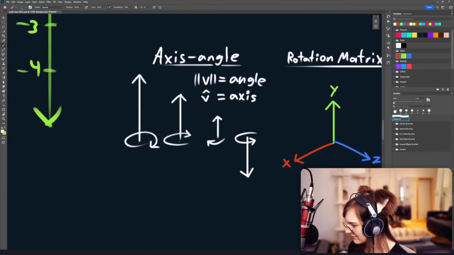How did I jump to the background layer? Wait, I haven't been drawing on the background layer, have I? No. Good, close one.